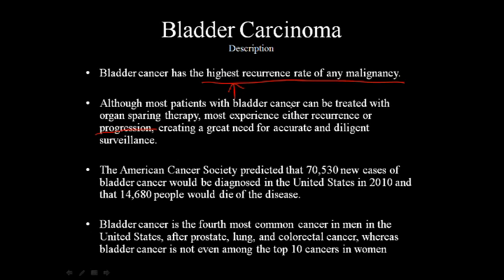The American Cancer Society predicted that 70,530 new cases of bladder carcinoma would be diagnosed in the United States in 2010, and that 14,000 people would die from the disease. So we're not really told whether these 14,000 people are going to come from that 70,000, but either way, if that's the case, then there's a pretty high majority of patients who are actually going to die from bladder cancer simply that have been diagnosed.